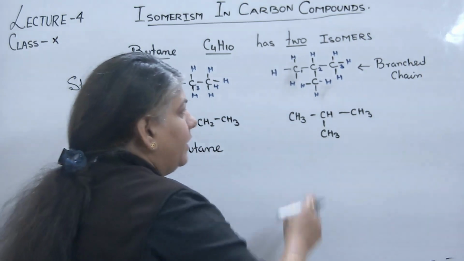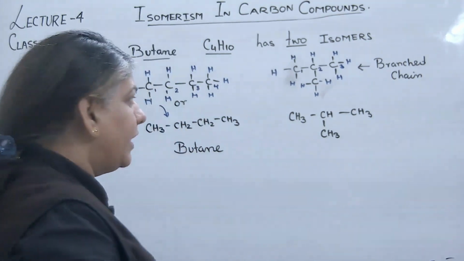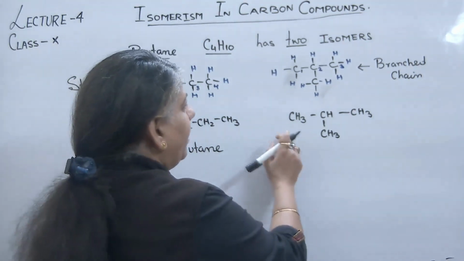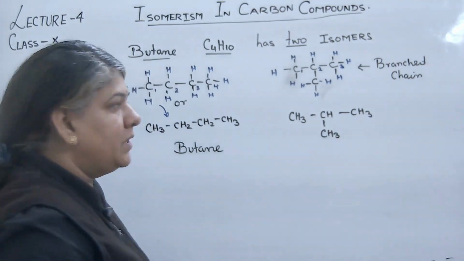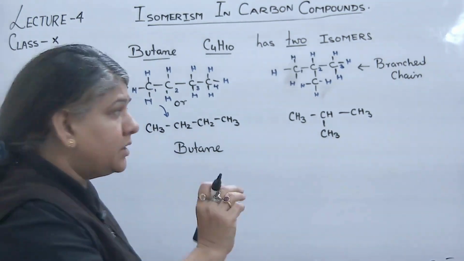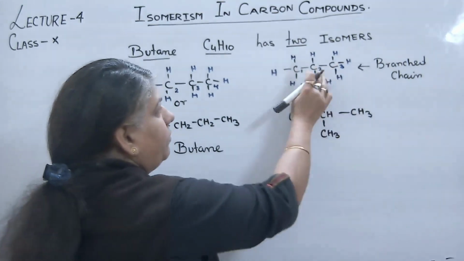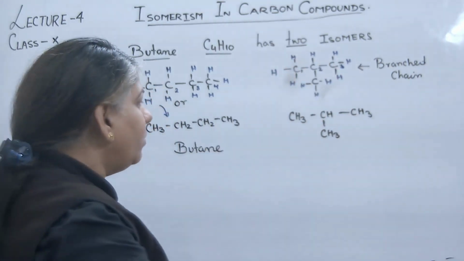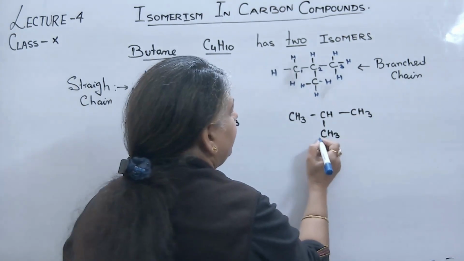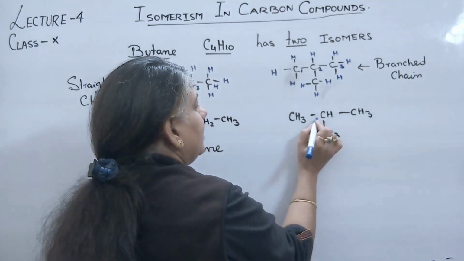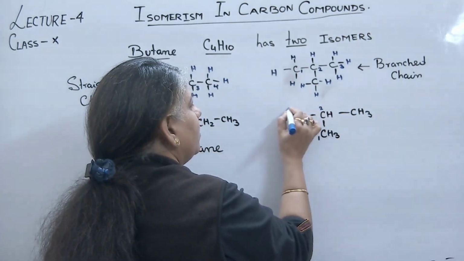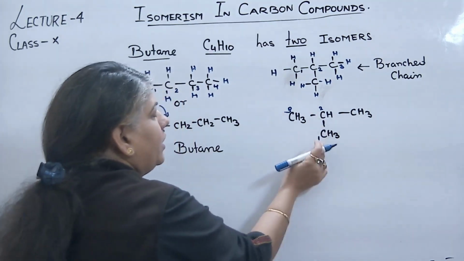And in this case, the naming will happen as follows. See, first you have to select the longest carbon chain. You can select it from anywhere. See, you can write it 1, 2, 3, 4 as written here, or you can select a carbon chain from anywhere you want. See, 1, 2, 3. So you get a continuous chain.